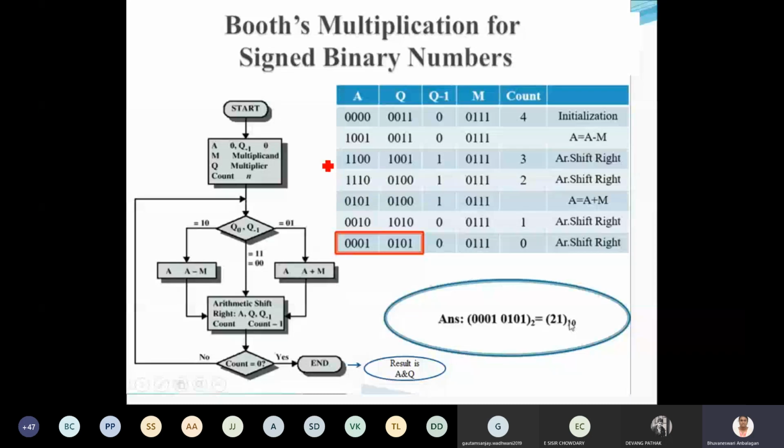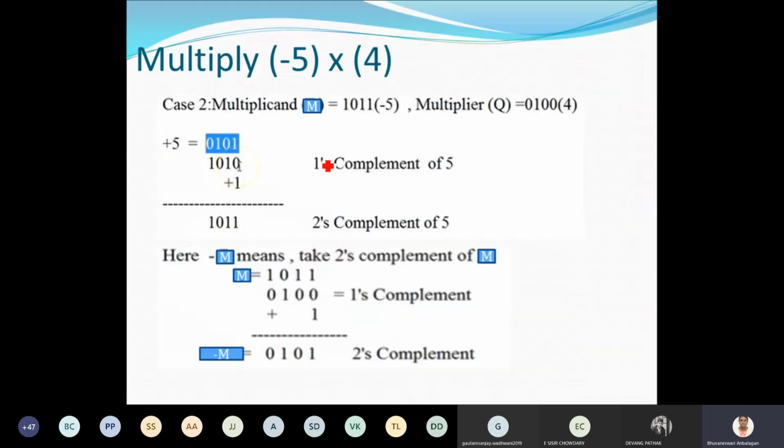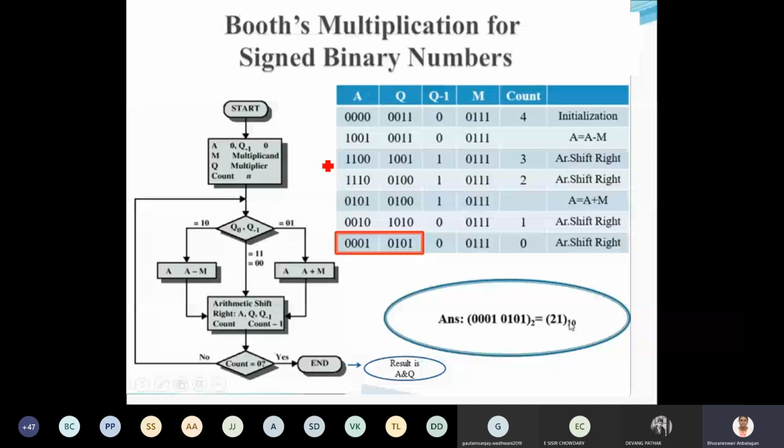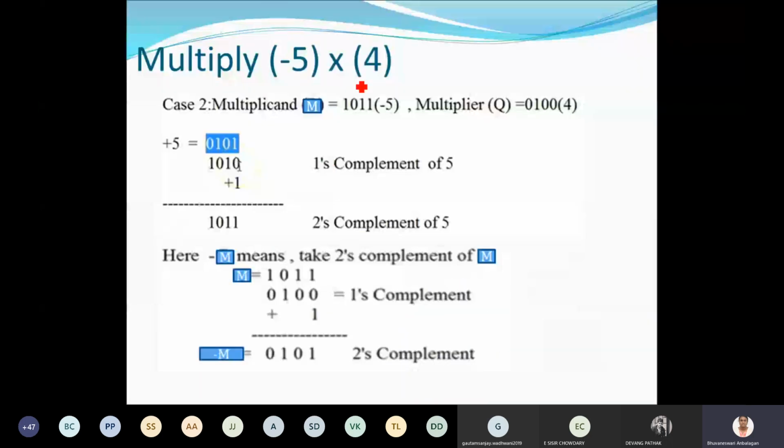So now both the numbers are positive, right? So it may be easy for you to do that. There won't be any chance of performing any complement or anything like that. Now we'll go to another case. We have done the multiplication of two signed positive numbers. What happens if one of the numbers is going to be a negative number? Very, very simple. You don't want to bother about anything.